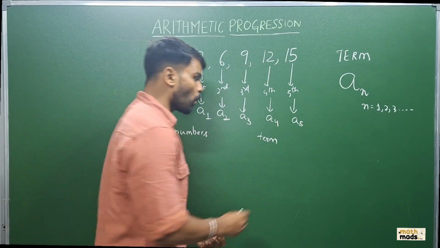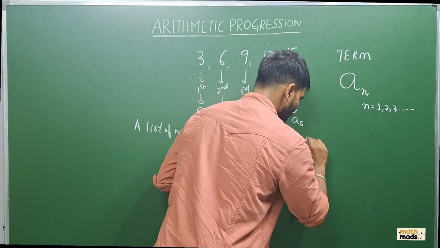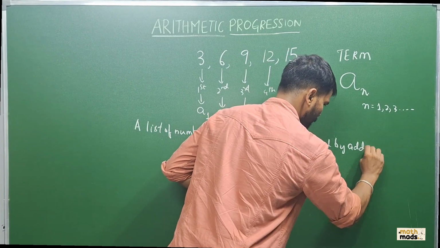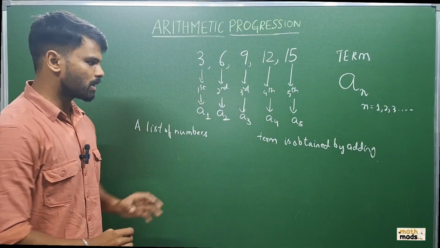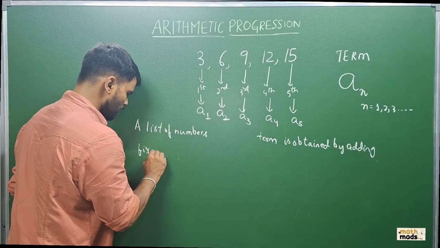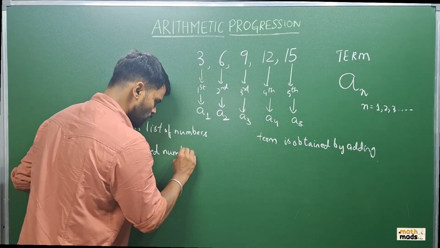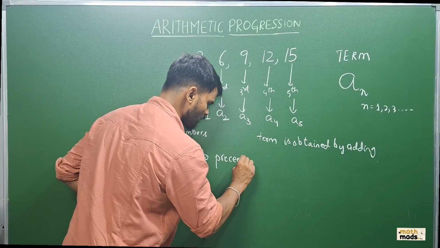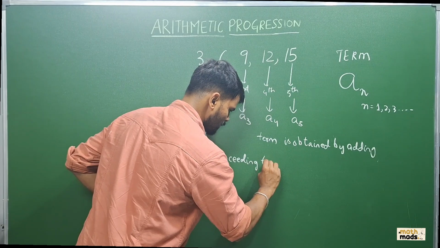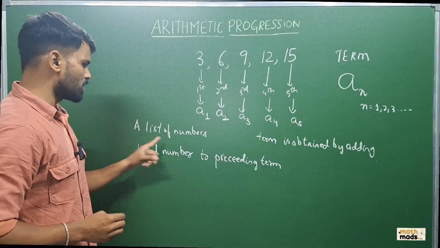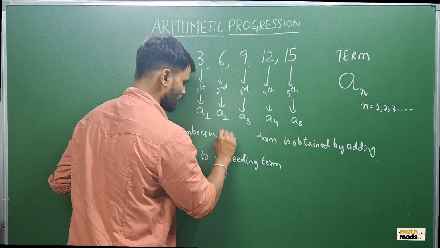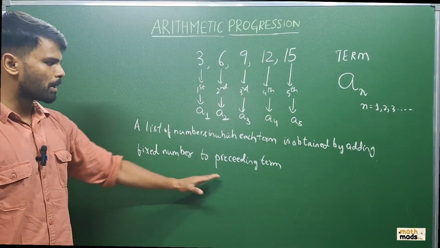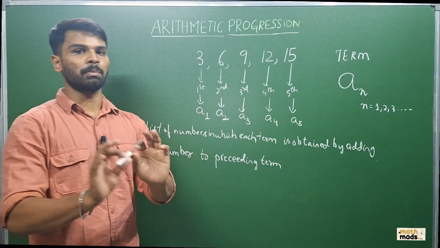So each term is obtained by adding the same number to the previous term. You are adding a fixed number to the preceding term. Preceding has the same meaning as previous. Here you have to fill in the blanks. A list of numbers in which each term is obtained by adding a fixed number to the preceding term. This is the definition of arithmetic progression.